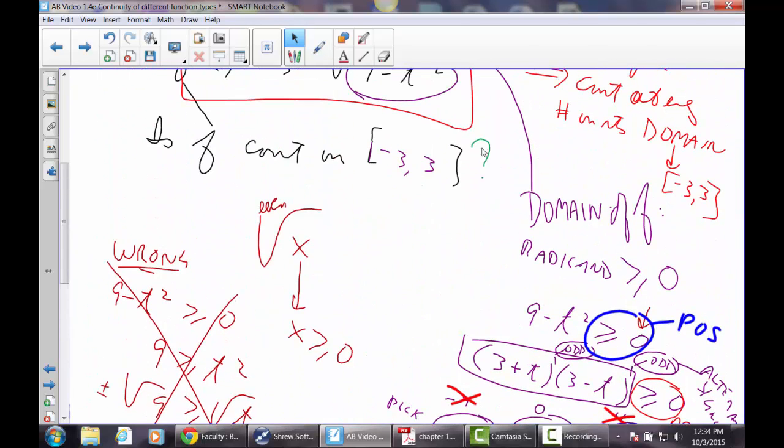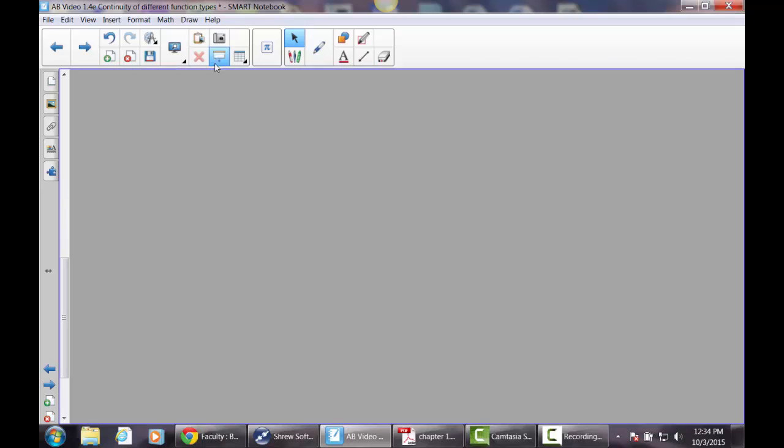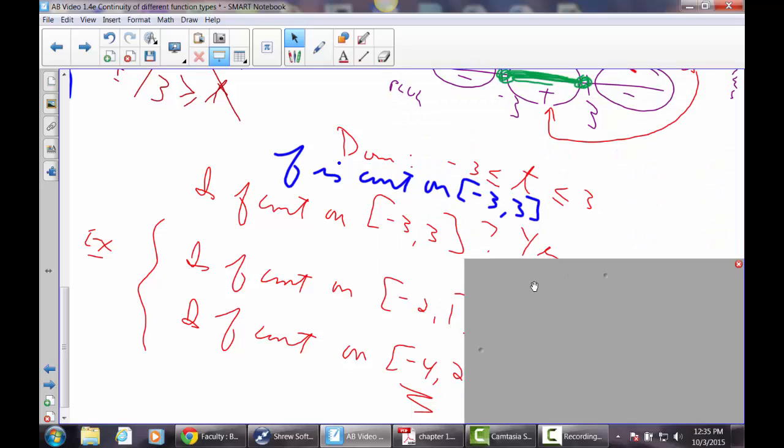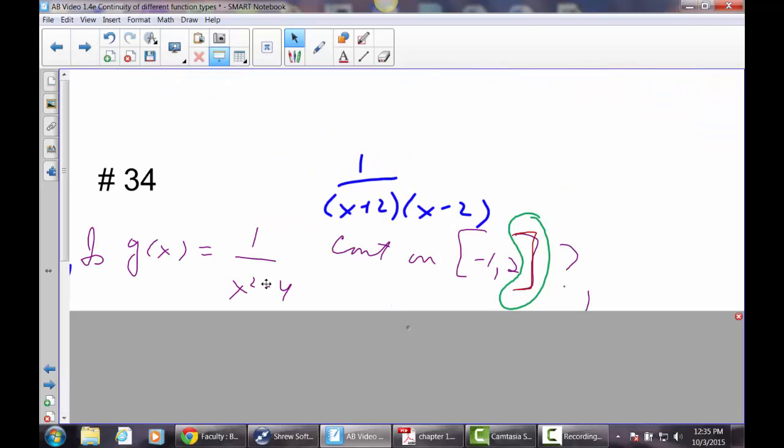So the question was, is it continuous on the closed interval -3 to 3? The answer is yes. Now, the next questions I'm going to ask, which they don't ask, is now that you know it's continuous on the closed interval from -3 to 3, is it continuous on the closed interval between -2 and 1? Well, the answer is yes, because all of the numbers between -2 and 1, including -2 and 1, are on this interval. Is it continuous on the interval from -4 to 2? The answer to that one is no, because it is not continuous to the left of -3, which is what -4 is. Number 34, here's the question.